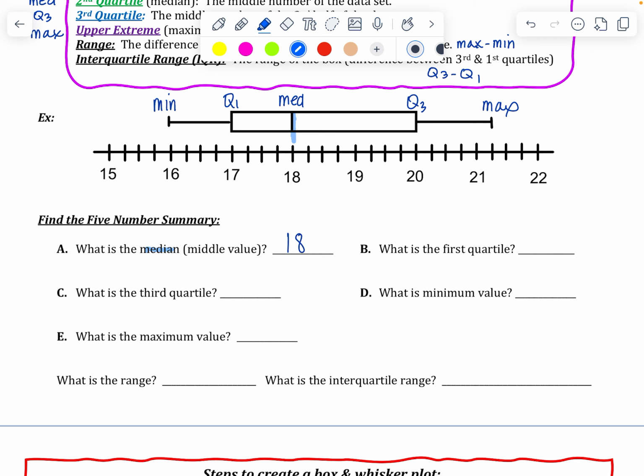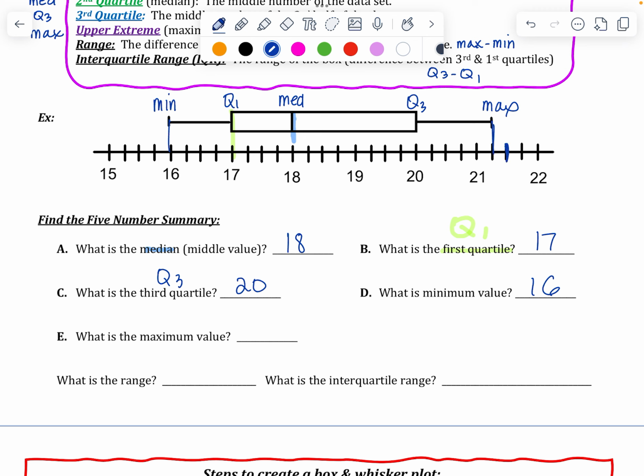The next one asks us, what is the first quartile? First quartile is the same thing as Q1, which is right here, which is 17. Third quartile, which is Q3, that's 20. The minimum value, 16. The maximum value is falling right here, which is in between 21 and 22.